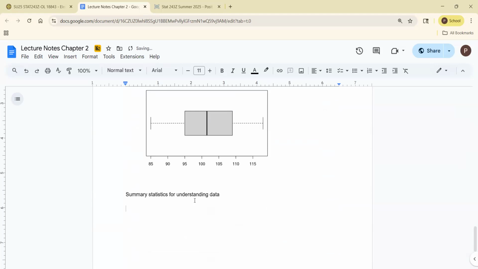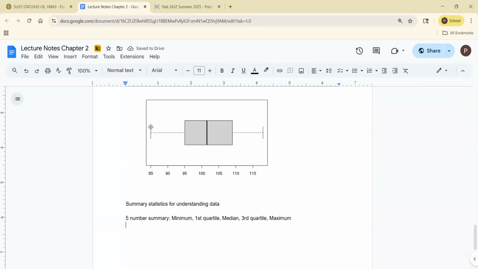And I'm going to start with the 5-number summary, which is the minimum, first quartile, median, third quartile, and maximum. As I said in the previous video, the minimum is the smallest value. The first quartile is 25% of the way up. The median is the center value. And the third quartile is 75% of the way up. And the maximum is the largest value. We use these 5 numbers to build the box plot, which gives us more of a visual representation.